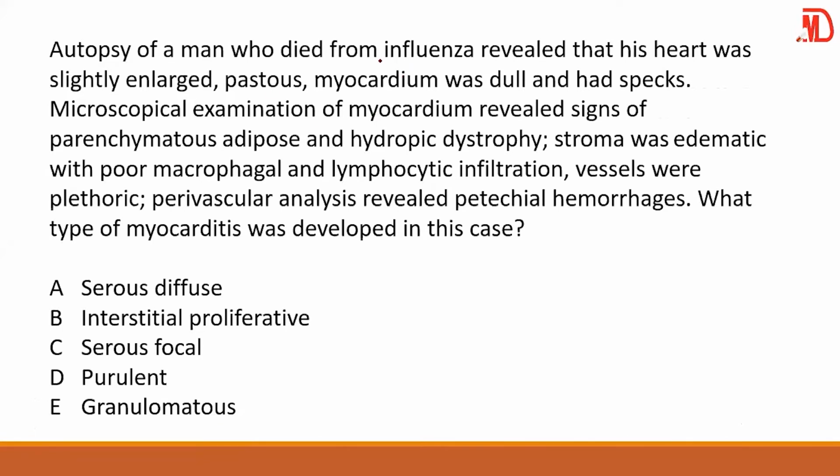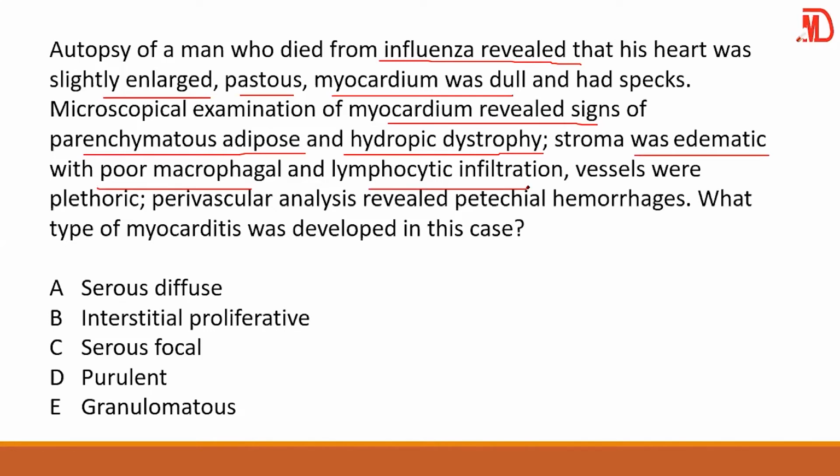Autopsy of a man who died from influenza revealed that his heart was slightly enlarged, pastose, and the myocardium was dull and had specks. Examination of the myocardium revealed signs of parenchymatous, adipose and hydropic dystrophy. Stroma was edematous with poor macrophagal and lymphocytic infiltrations. Vessels were plethoric, perivascular analysis revealed petechial hemorrhages. What type of myocarditis developed in this case?